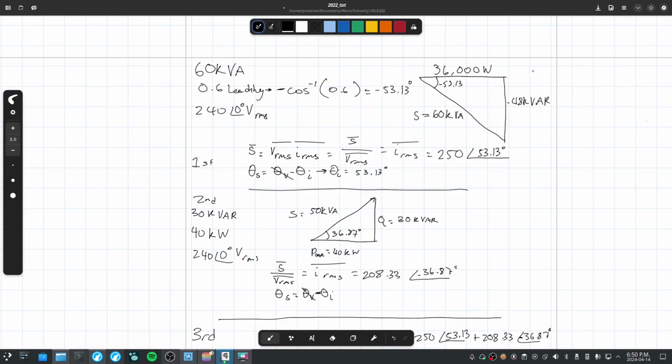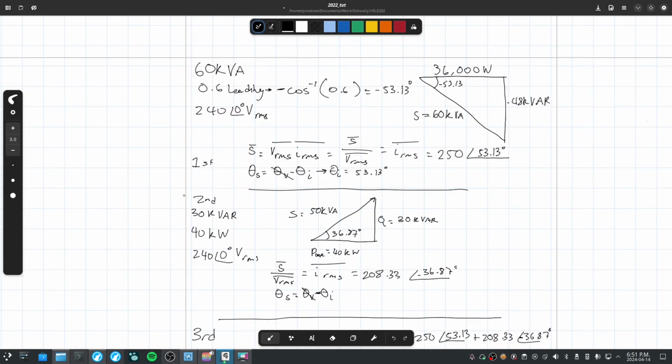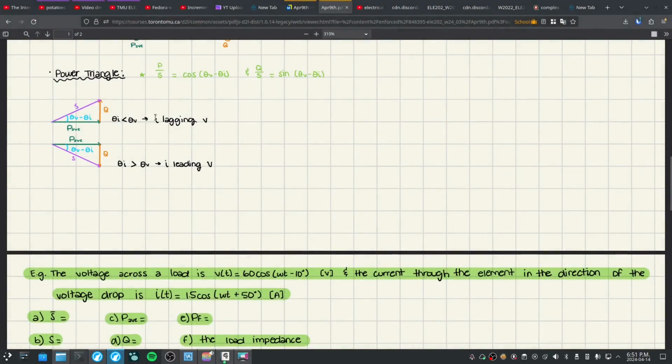So we assembled our power triangle using the given information. In this case, it's given in form magnitude and degree. If it's leading, the triangle points down. If it's lagging, the triangle points up, right? Yes. You can see here I can pull up the notes from Mariam. So when it is lagging, it's up. When it's leading, it goes down.